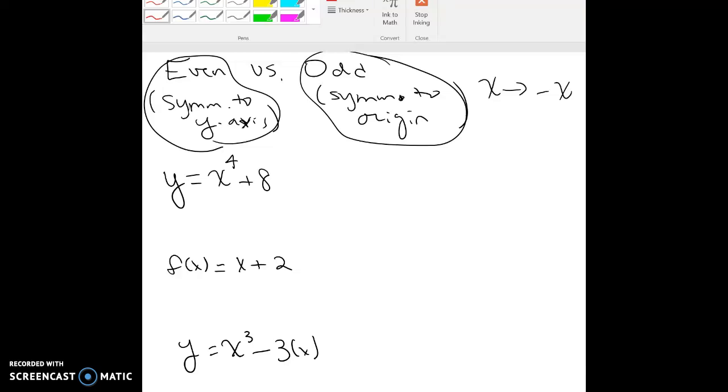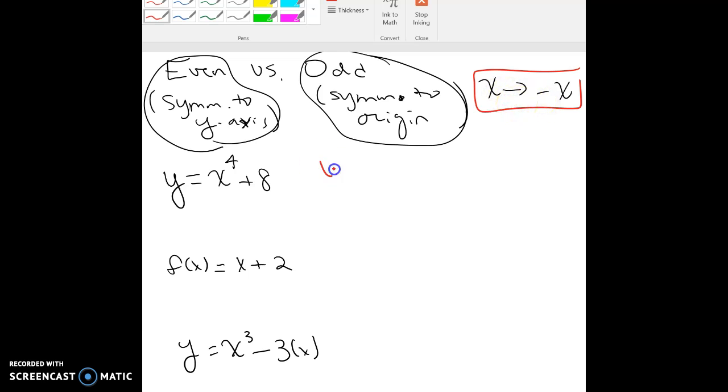All right, so someone asked for a video on even and odd, and so just really quick, an even function is symmetric to the y-axis, and an odd function is symmetric to the origin. And the test for this is you shove in an opposite x where the x used to be. So you're going to kind of replace it and see what happens.